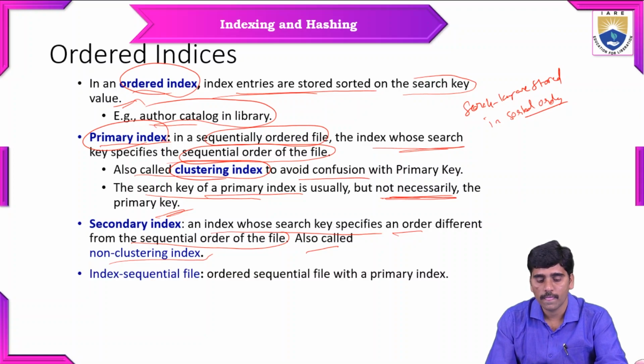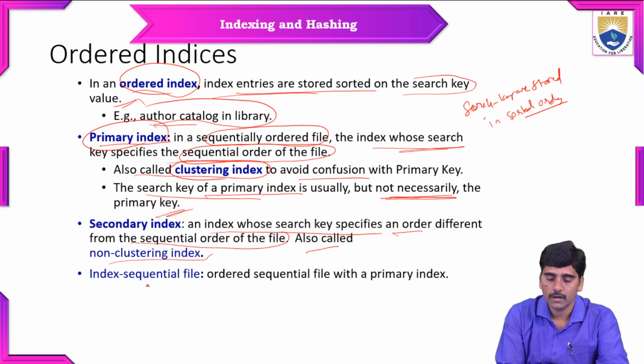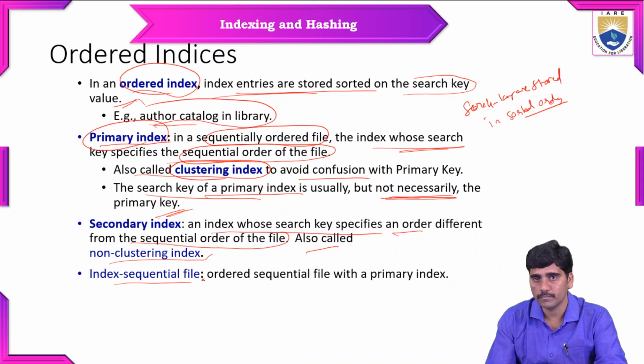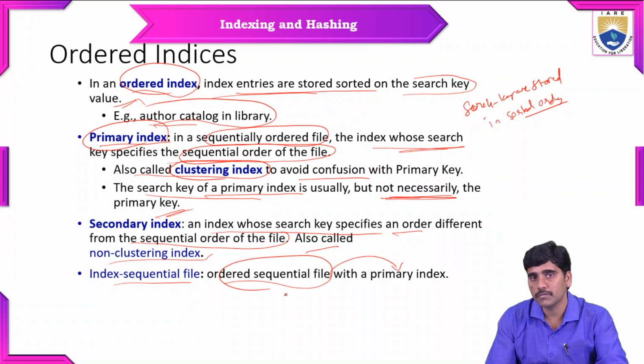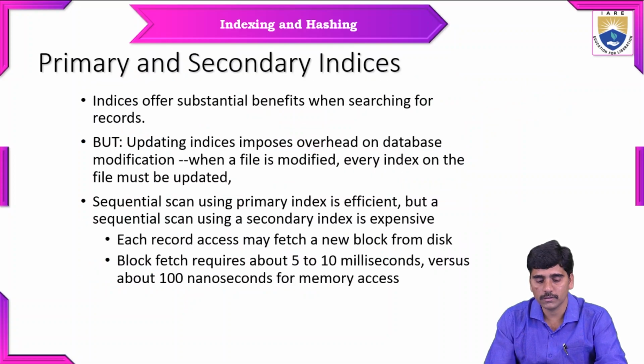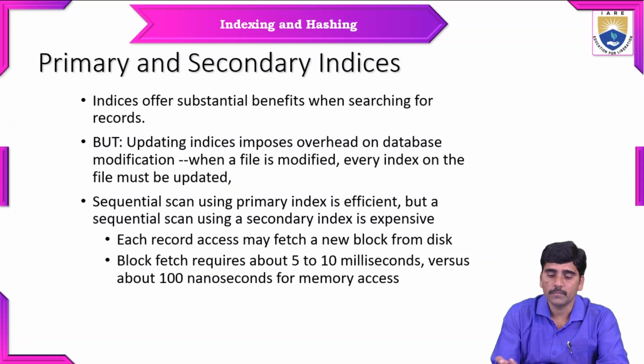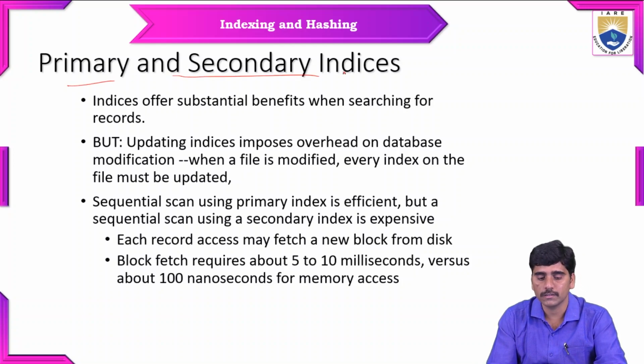Secondary index is also called a non-clustering index, and an index is a sequential file. The ordered sequential file with a primary index is called an index sequential file. So we have primary and secondary indices.